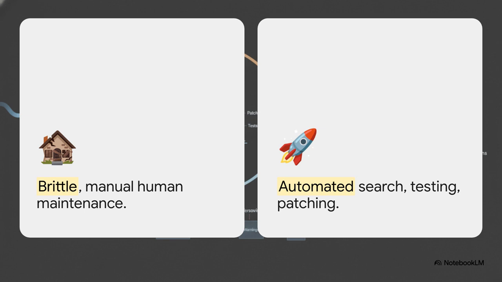But today, the new maintenance economy changes the cost curve entirely. Code-writing agents automate the search, the testing, the logging, version comparison, patching, and the refactoring. The bottleneck has completely moved from manual human labor to system architecture.